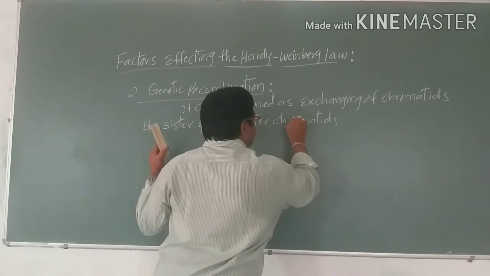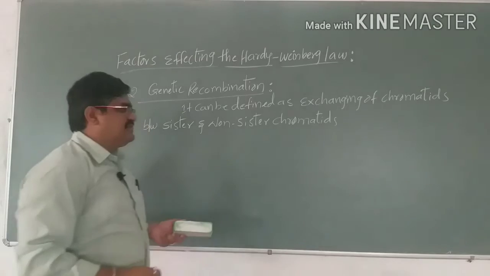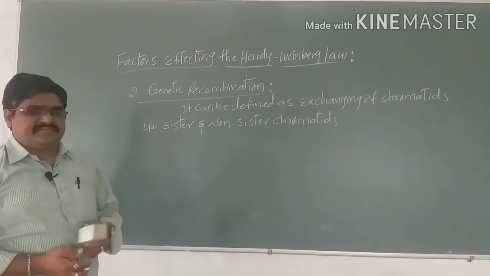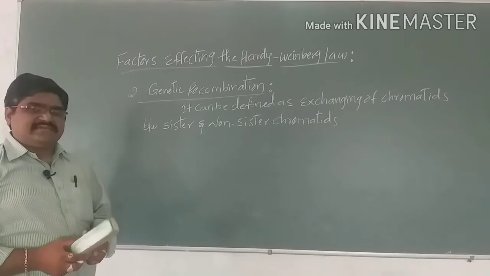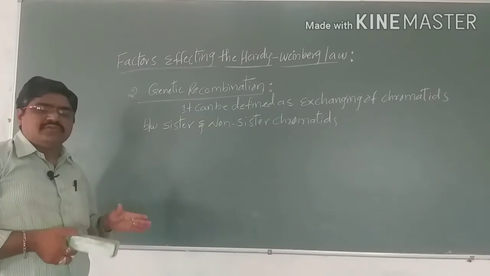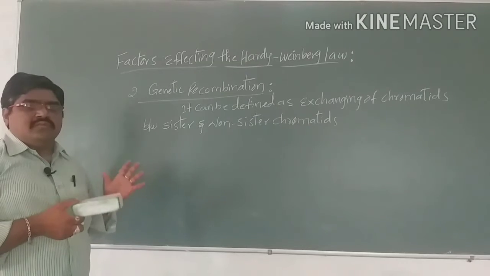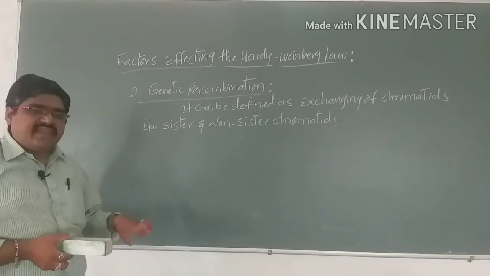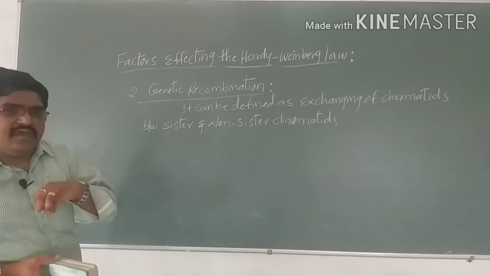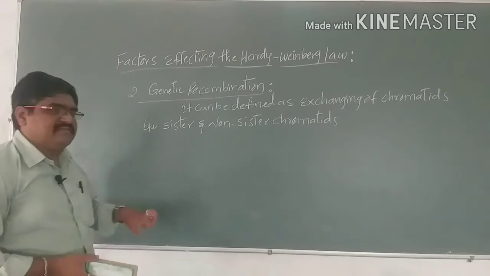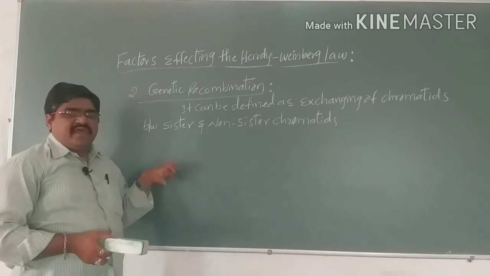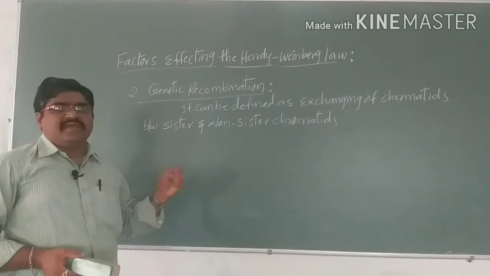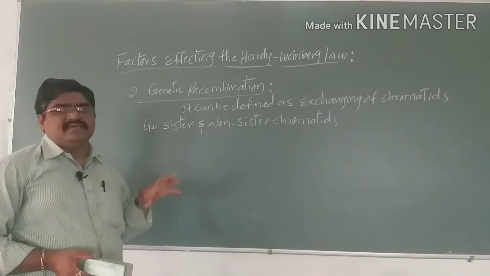Here it shows that genetic recombination means new characters are produced. The characters present in both parents undergo exchange of chromatids. So half of the characters come from the father and half from the mother, which can produce the diploid character. That means both sets of characters are present in an organism.